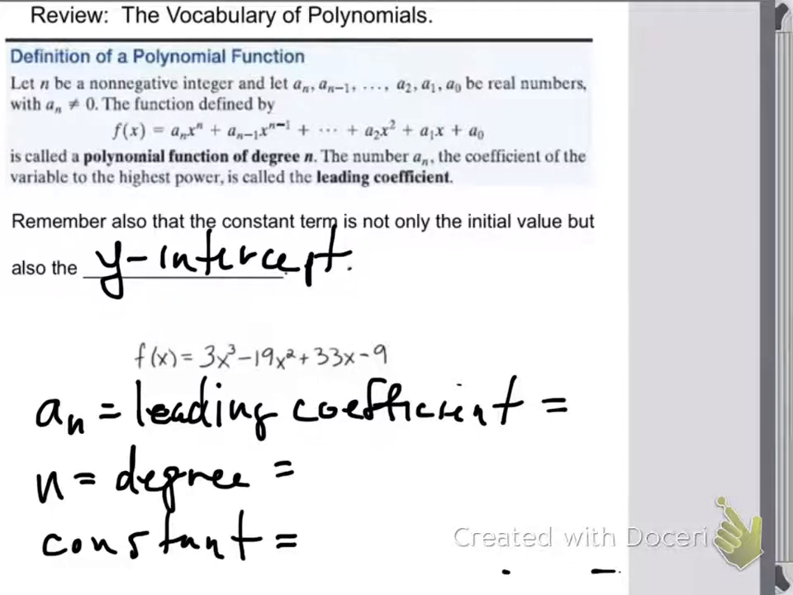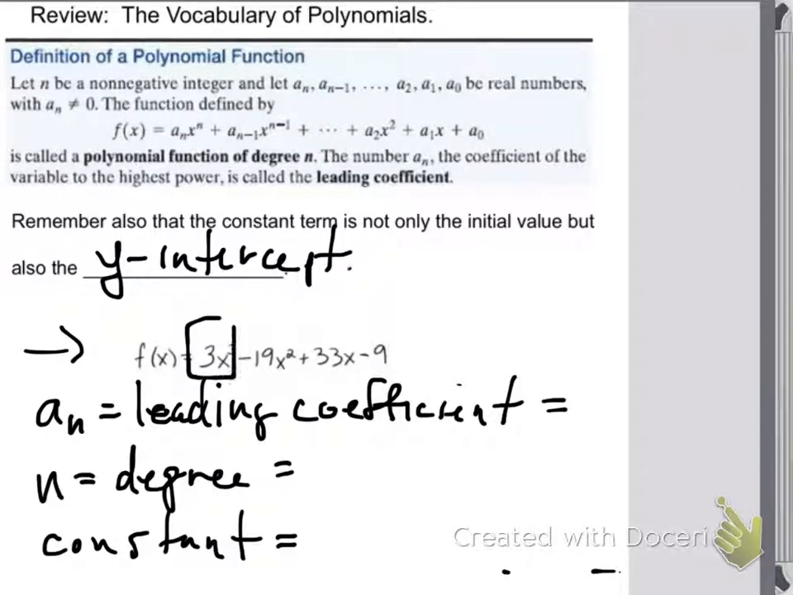Alright, and then let's look down here at this polynomial function. Our a sub n, that's our leading coefficient. What is our leading coefficient here? Well, we look, and this polynomial is written in standard form. That means that the degrees are written in decreasing order here. So we're good, it's in standard form.